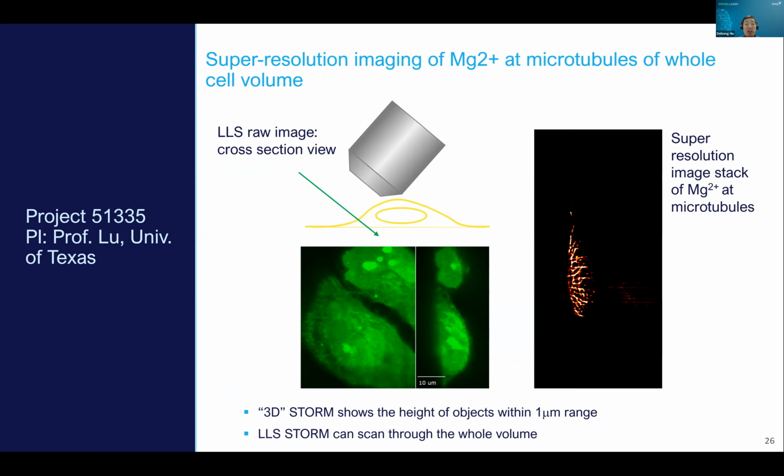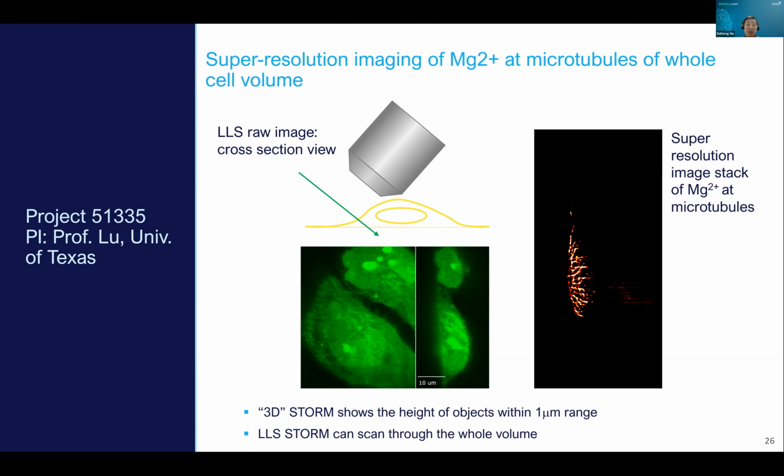So in this way, we can do whole cell super resolution imaging. If you search for 3D STORM in the literature, you will see many beautiful images. However, those images are usually limited to something like a 1 micron range. Within that range, it shows the height of the object in very high resolution, including in Z. But you may ask, can 3D STORM just do it like confocal, run a Z-stack, just keep going up and down, and then we build a whole volume?